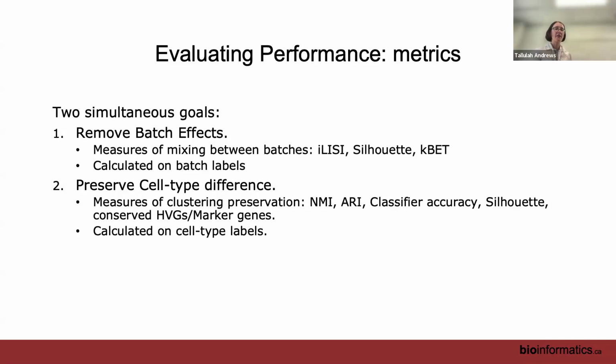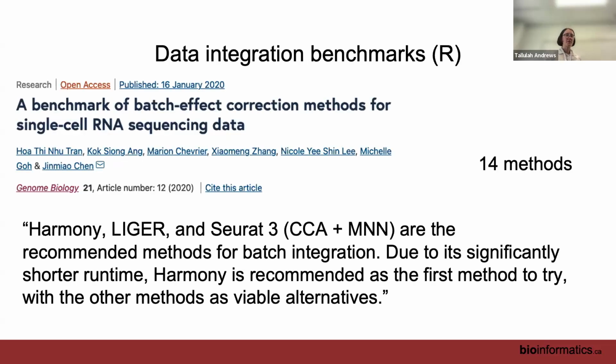Yeah, so when we're evaluating the performance of our batch effect correction methods, generally we're looking at, do they remove the batch effects and do they preserve the cell type differences? So the two goals we want to have at the same time. There's a bunch of benchmarks that have been published. So here's one of them. They say Harmony, Liger, and Seurat version 3 are the best. Harmony is recommended as the first try because it's very fast.